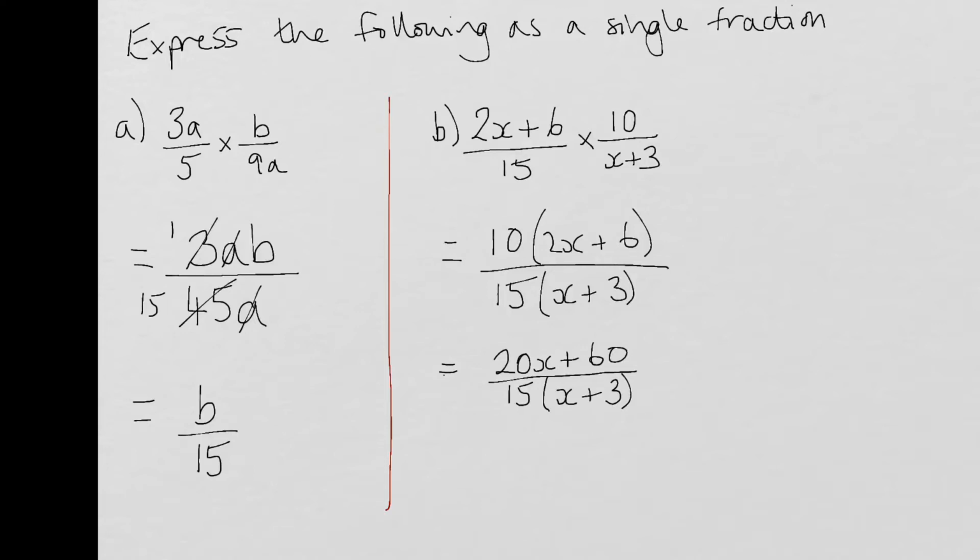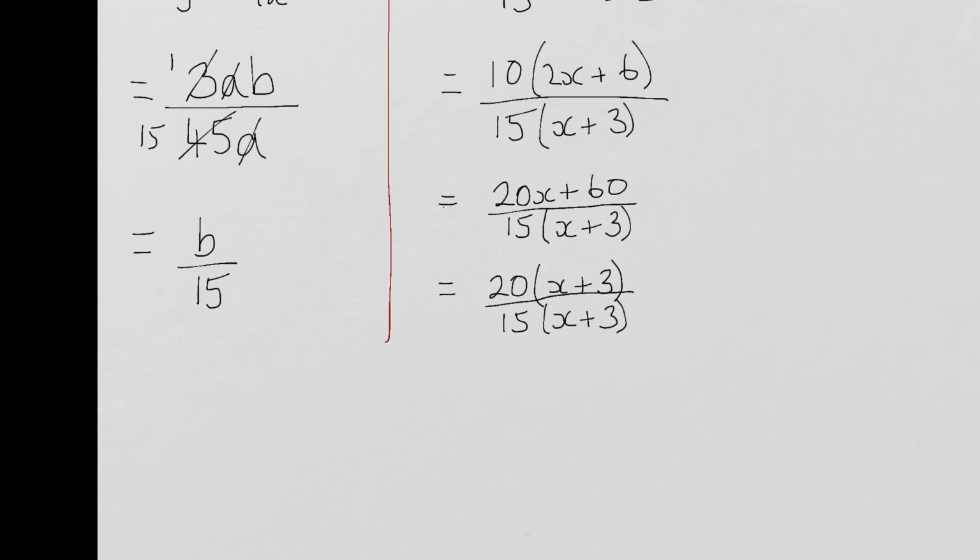And then let's just have another look at that numerator. In the numerator, 20x plus 60, I could actually take out a factor of 20 there. So that would be x plus 3. And do you see now? If I've got in my denominator 15 times x plus 3, they are going to cancel. So x plus 3 cancels with the x plus 3. And then 20 over 15, if we cancel that down, 5 goes into 20 4 times, and 5 goes into 15 3 times. So our final answer would be 4/3.